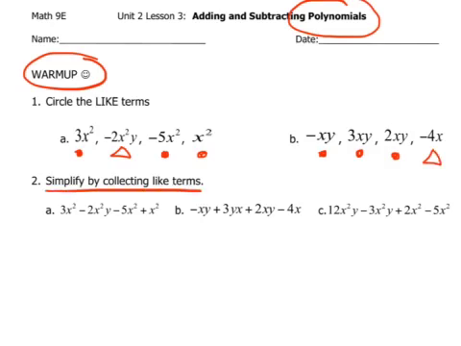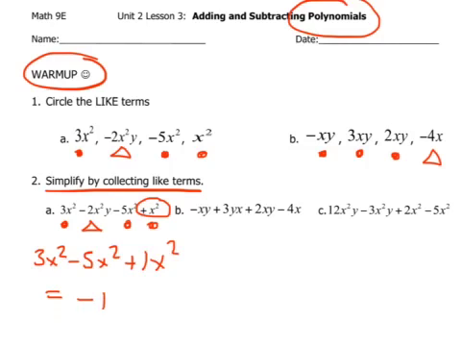To simplify by collecting like terms, that's what you did last day. And what you were supposed to do was label your items that are the same, and the ones that are different you couldn't do anything with. So it would mean that you're going to add the 3x squared minus the 5x squared plus the x squared, which is the same as 1x squared. So that would be negative 2x squared plus 1x squared, which would be negative 1x squared. But the only one that would be different would be this one. So you just write it at the end, minus 2x squared y.